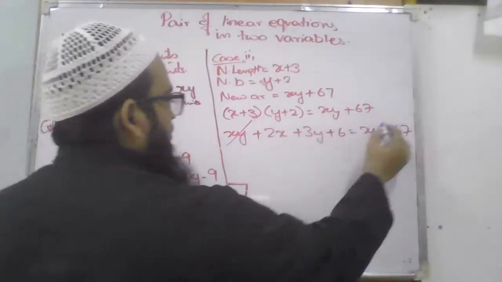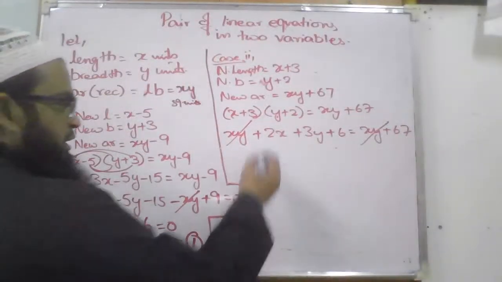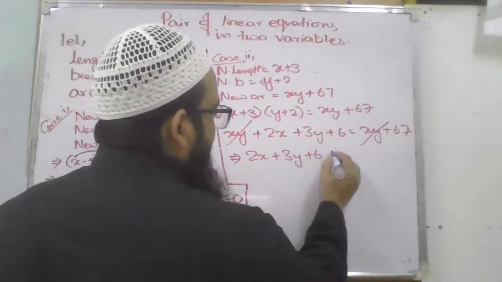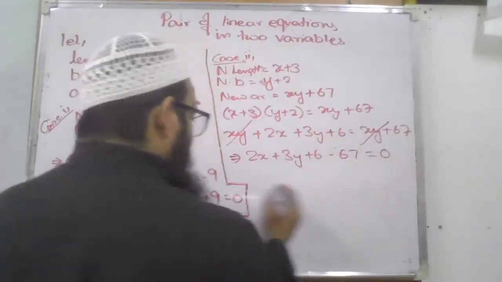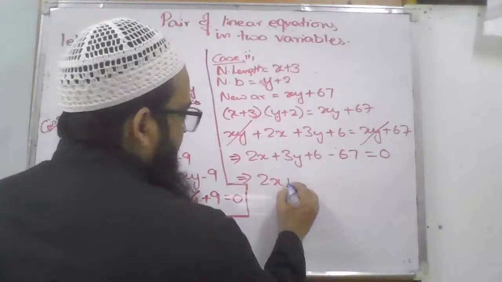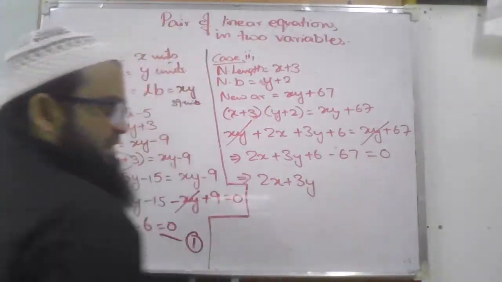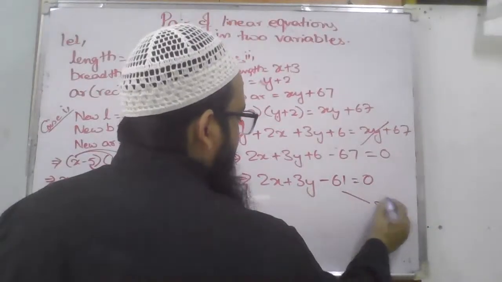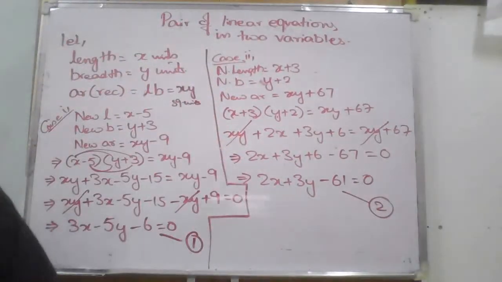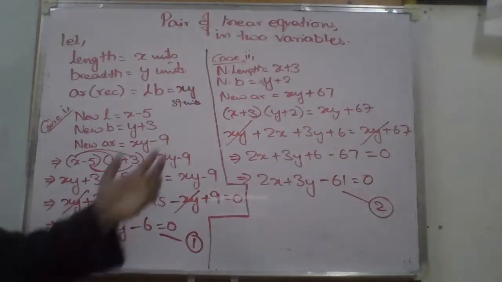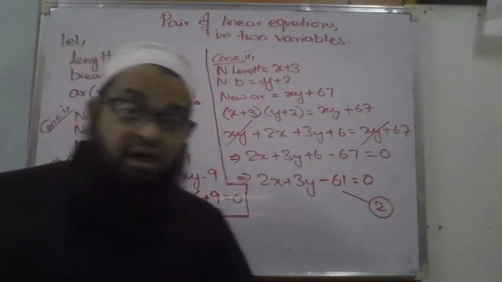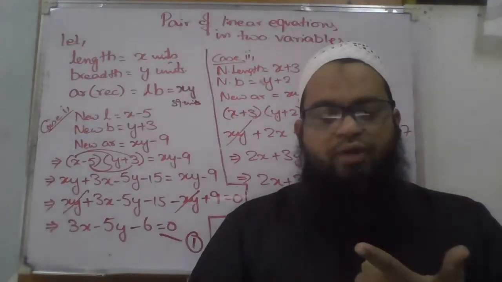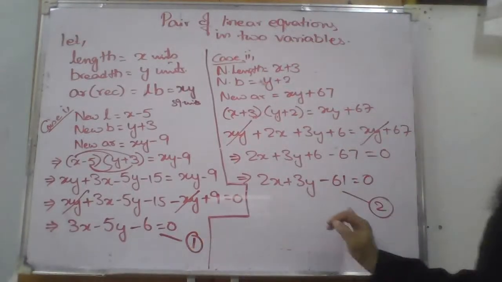You have xy on both sides, cancel. So what is left? 2x plus 3y plus 6 minus 67 is equal to 0. That implies 2x plus 3y, 6 minus 67 is minus 61, equal to 0. So this is the second equation. When you solve any word problem, go along with what is given and what to find, and try to find out the equations.